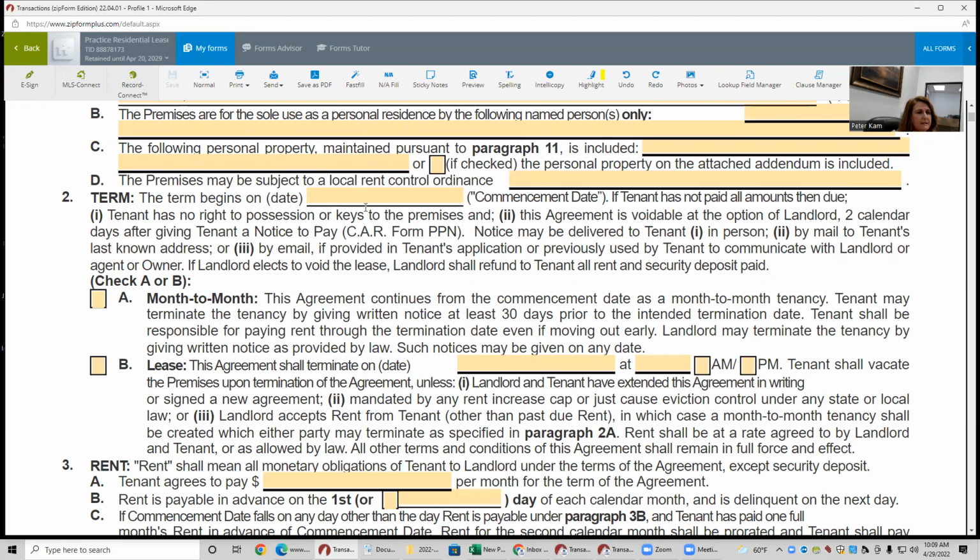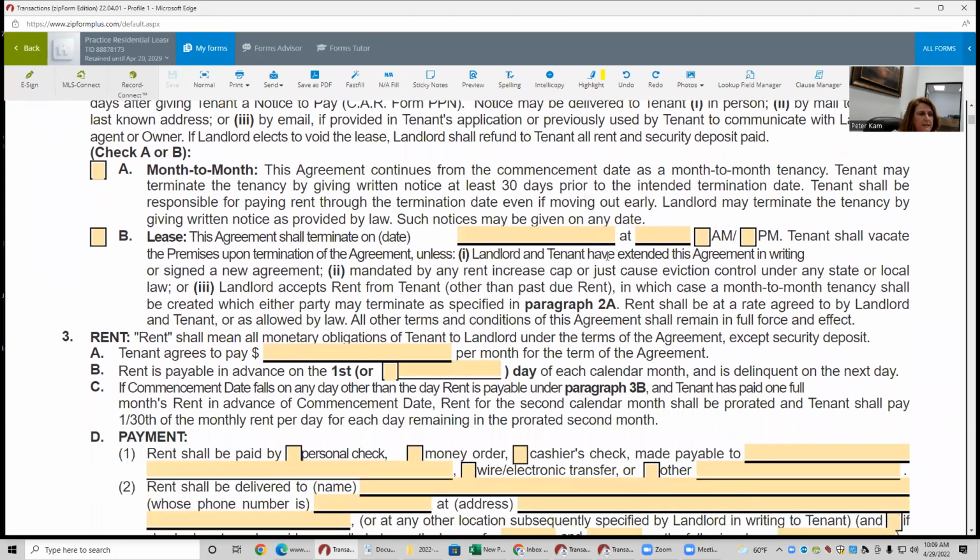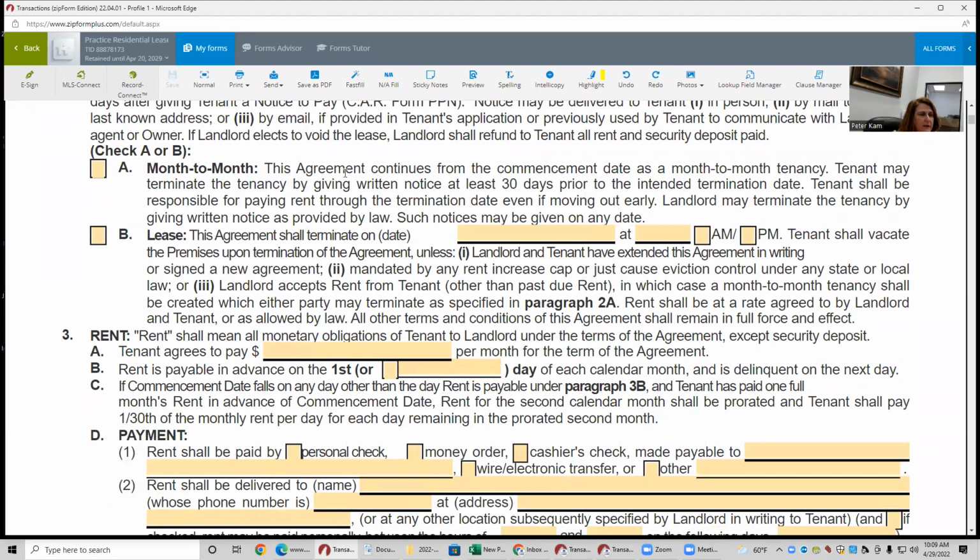So the term begins, the commencement date goes here. So here you're going to check A or B. So some landlords don't want to do a lease. They want it a month-to-month lease. So it's going to be A or B that you're going to check. Make sure you check one of those.